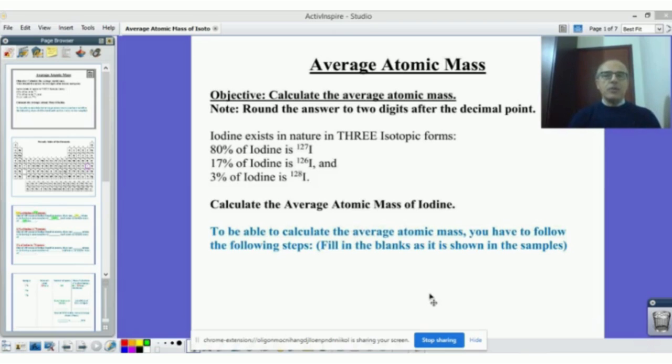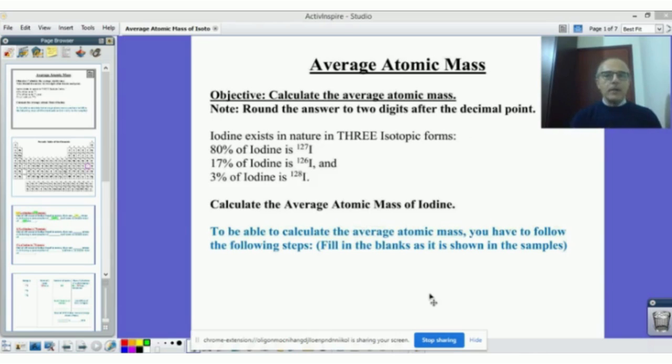Iodine exists in nature in 3 isotopic forms. 80% of iodine in nature is I-127. 127 is the mass number of iodine having a relative abundance in nature equal to 80%. 17% of iodine present in nature is I-126, and 3% of iodine is I-128. Based on this given, what should you do in order to calculate the average atomic mass of iodine?